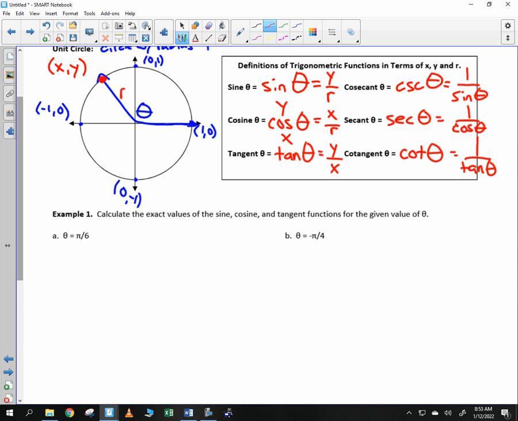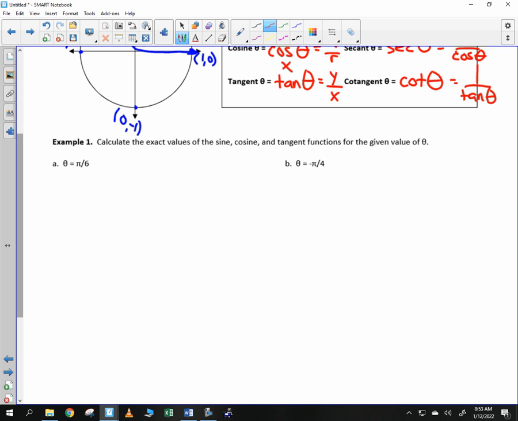Okay, so here's what we're going to do. We're going to calculate the exact values of sine, cosine, and tangent for the given values of theta. So I'm going to give you an angle, and you determine the terminal point based off of the work that we just did in class when you entered. I look at pi over 6. Somebody tell me how many degrees is pi over 6? 30 degrees.